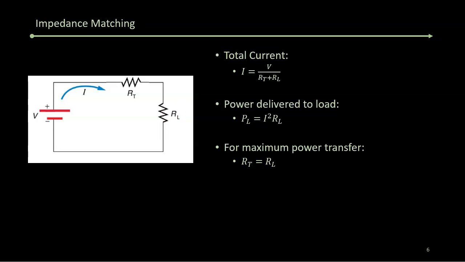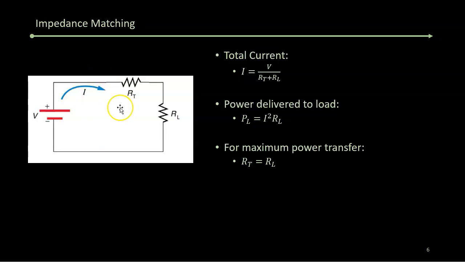So you've got your voltage and your current, and your total current is just your voltage divided by the sum of the resistances. And the power delivered is I squared R. You may remember that from the electric circuits part. So power is I squared R. If you want to maximize the amount of power you deliver out here, if you want to maximize the fraction of power that gets delivered to the load, your transmission resistance has to equal your load resistance. At this point, you've maximized the power.